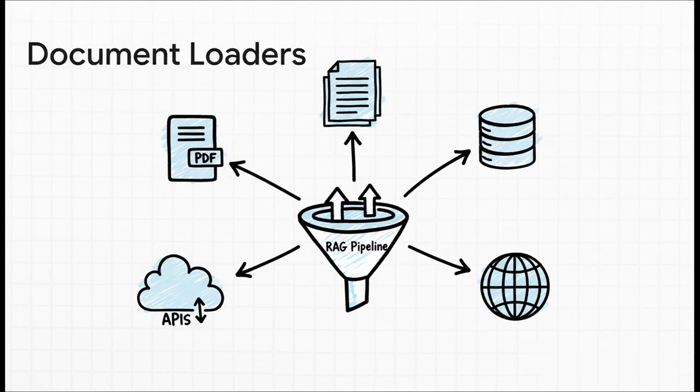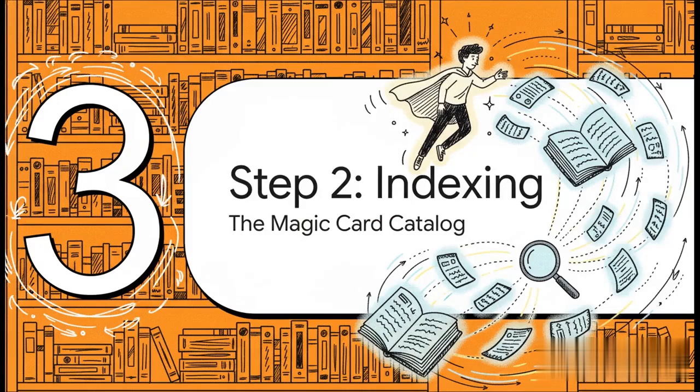I mean, modern AI frameworks offer hundreds of these pre-built document loaders. What that means for you is that no matter where your information is hiding, in a PDF, a database, some website, there's almost definitely a tool ready to go that can pull it into the pipeline and convert everything into a nice standard format.